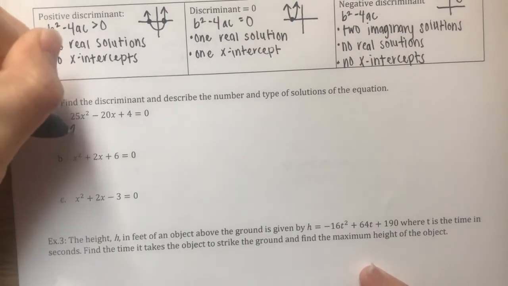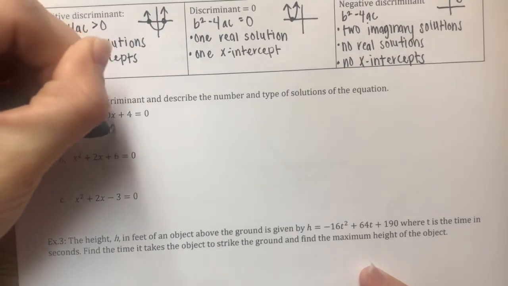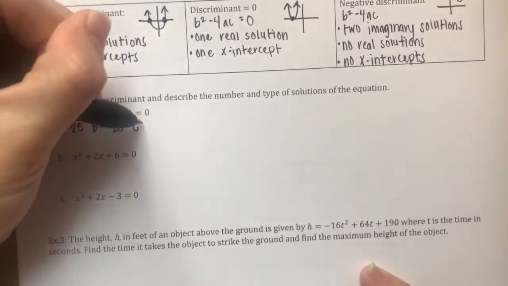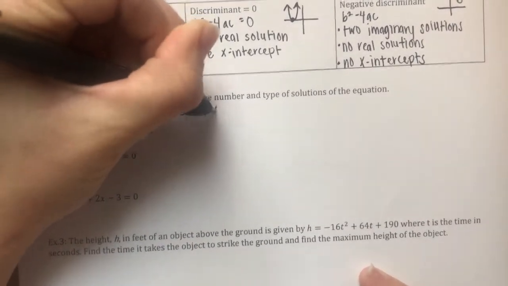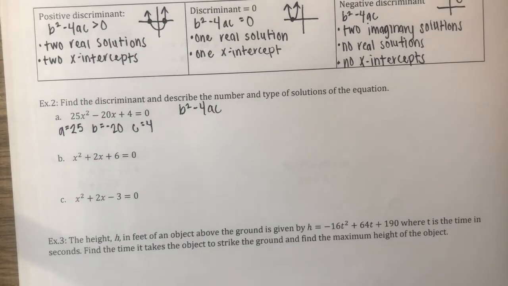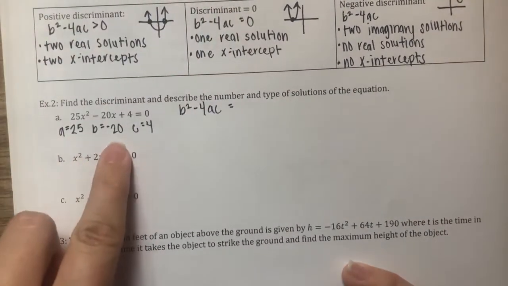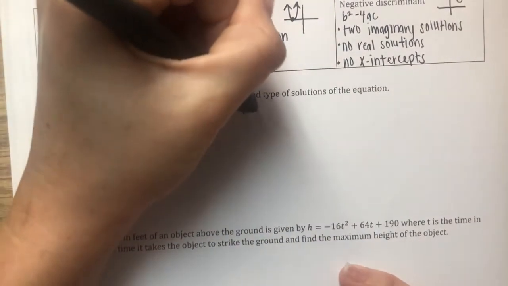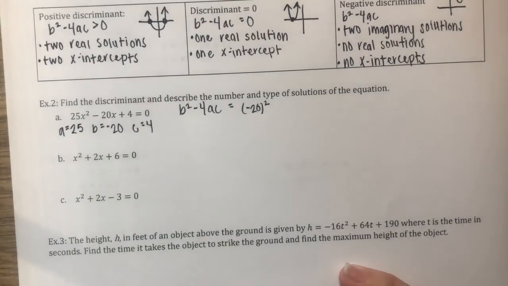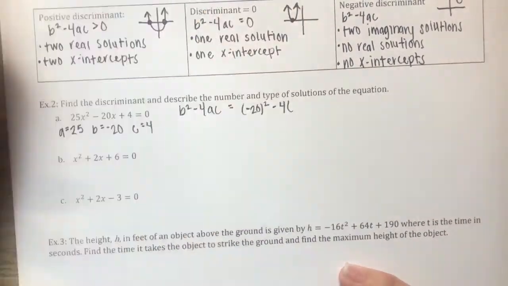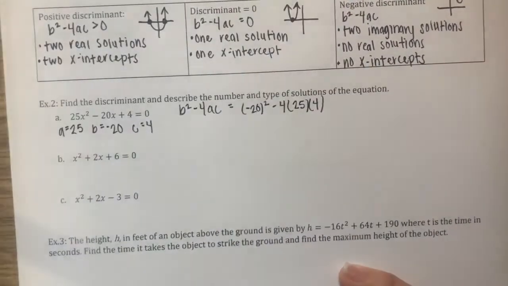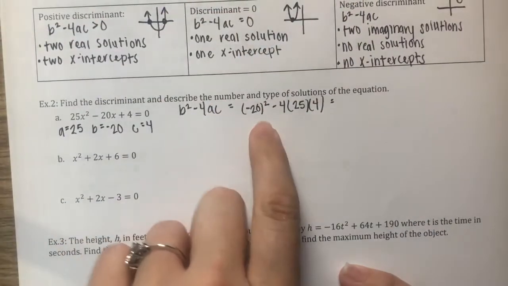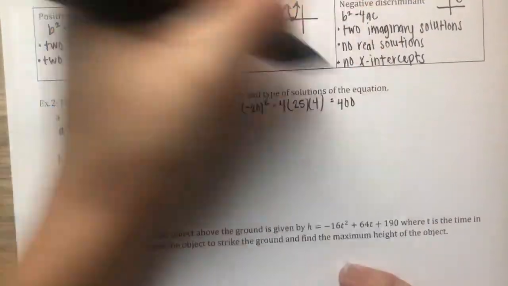So A is 25, B is negative 20, just the coefficient of x, and then C is 4. So I just need to find b squared minus 4ac. I don't need to worry about the entire quadratic formula because I'm not asked for the solution, I'm asked for the number and type. So b squared is going to be negative 20 squared, minus 4ac, so minus 4 times 25 times 4. And then negative 20 squared is positive 400.